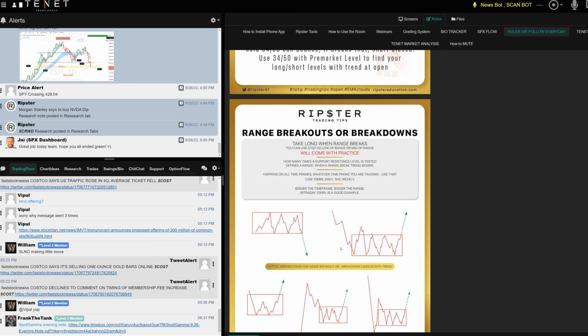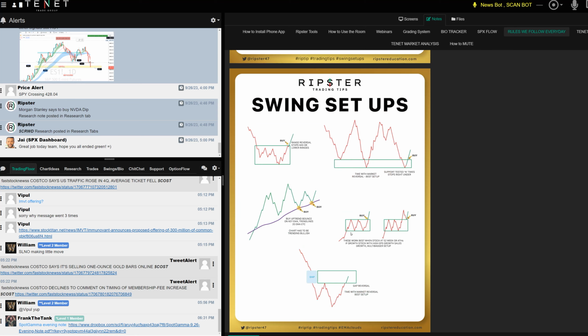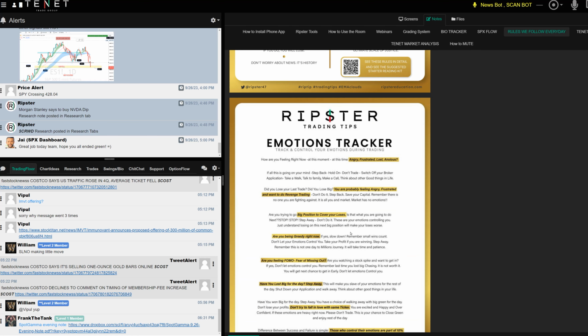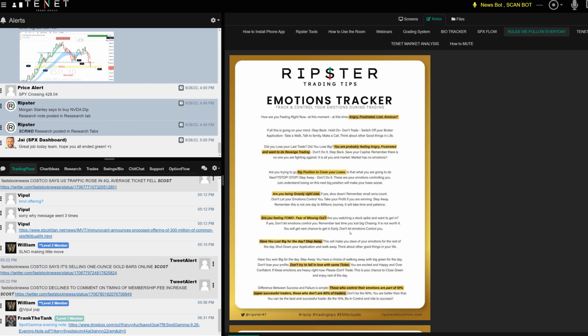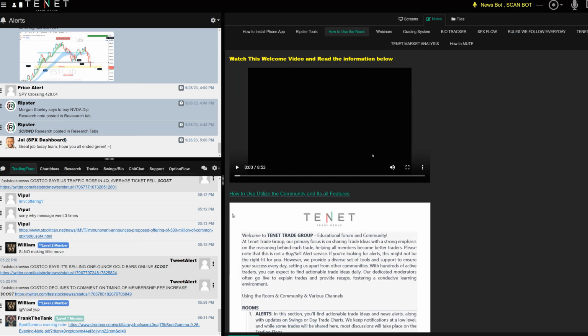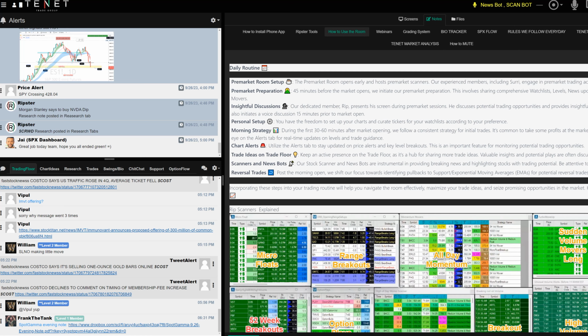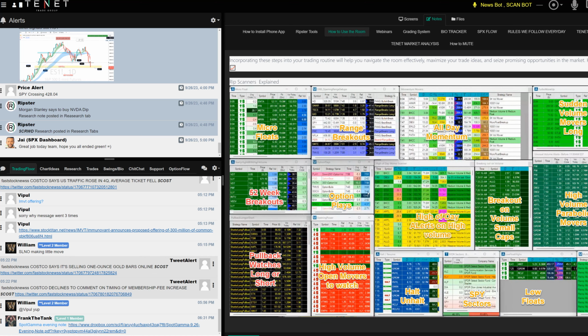Then we do some range breakouts, range breakdowns. That is also part of our swing trading, as well as any midday reversals or midday trades. So a bunch of other concepts, guys, that we use every day. I just want to talk about it. We have some emotions trackers as well. So we have a fixed routine in the room. What we do every day when we get up, what we look at: pre-market setup, pre-market preparation, morning strategy, price alerts set, and then we have our scanners set, everything set up for the trade.